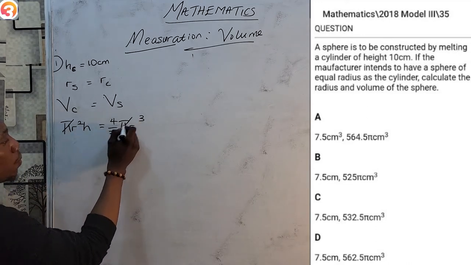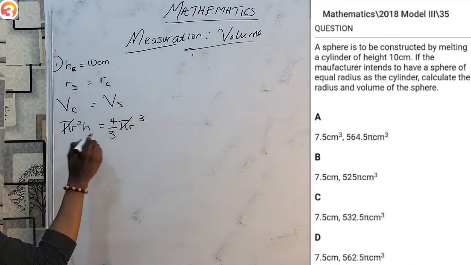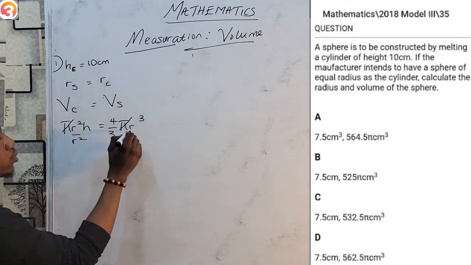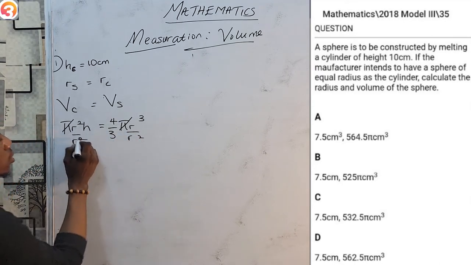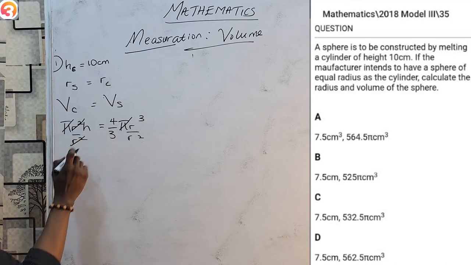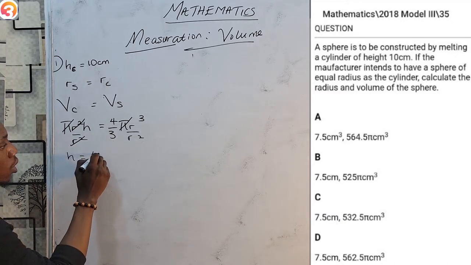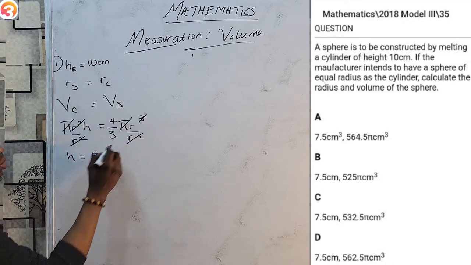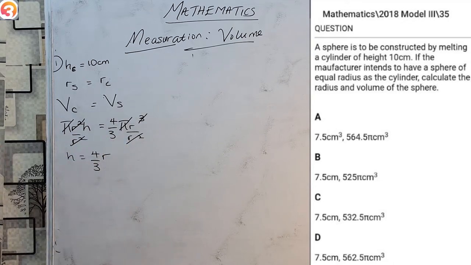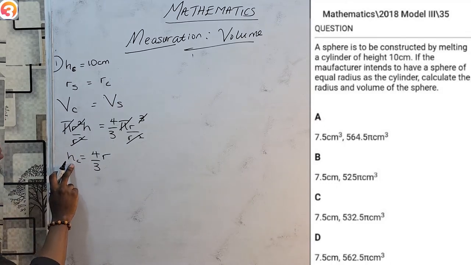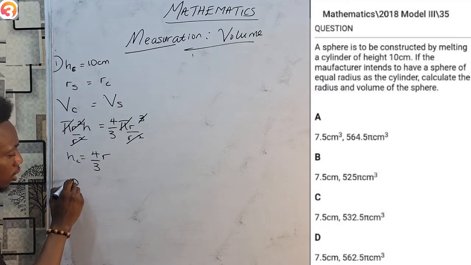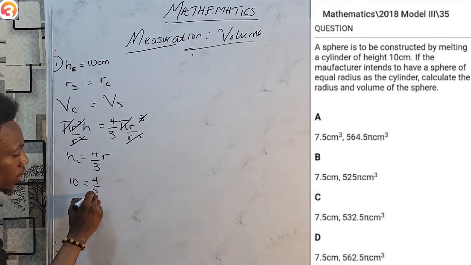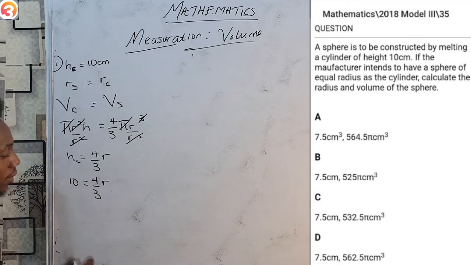Pi takes care of pi, then I can divide both sides by r squared. This cancels this, and I'm left with h equals 4 over 3 r, because r squared will cancel this r cubed, leaving me with just r. And this height is the height of the cylinder. Therefore, hc is going to be 10 centimeters equals 4 over 3 times r, which I want to find.